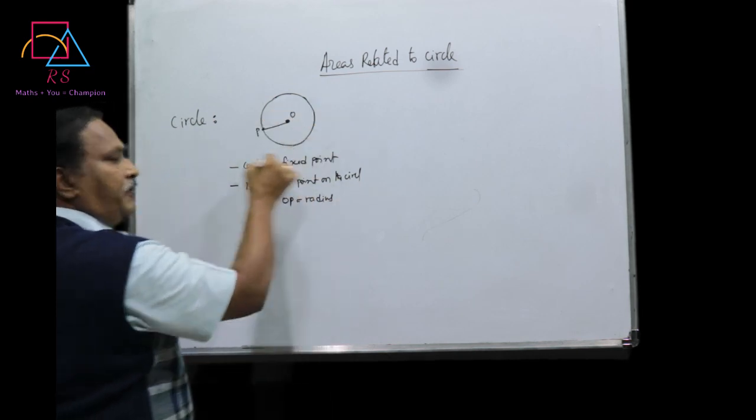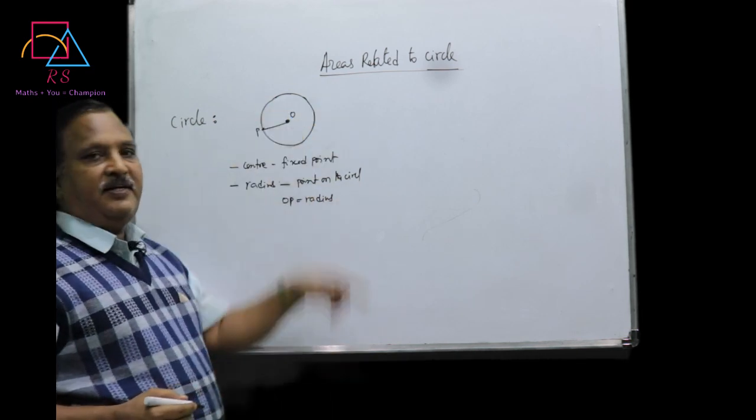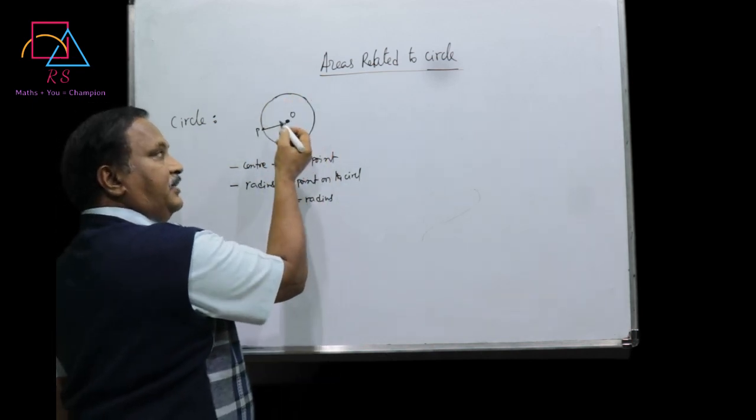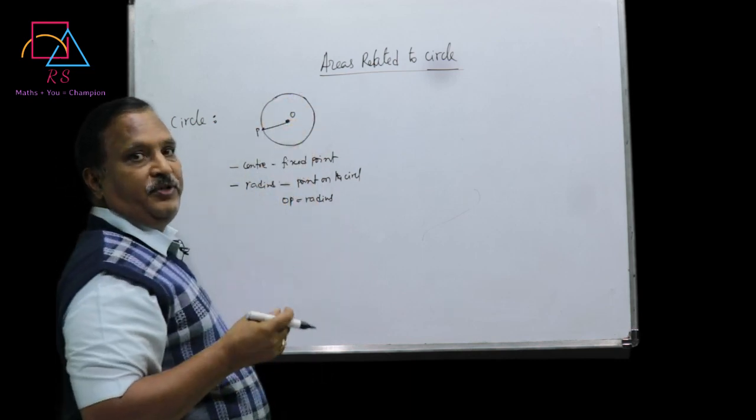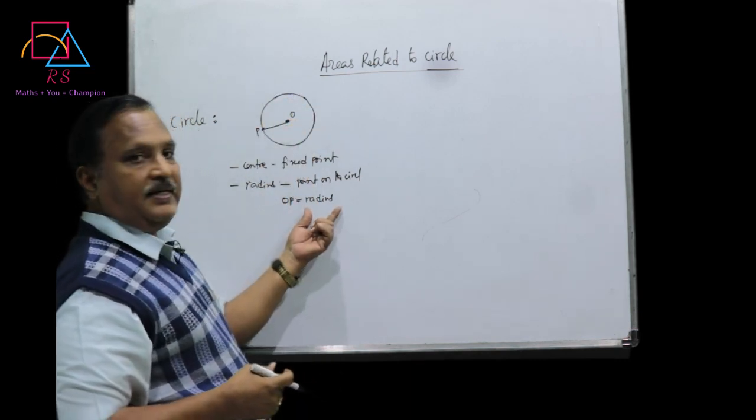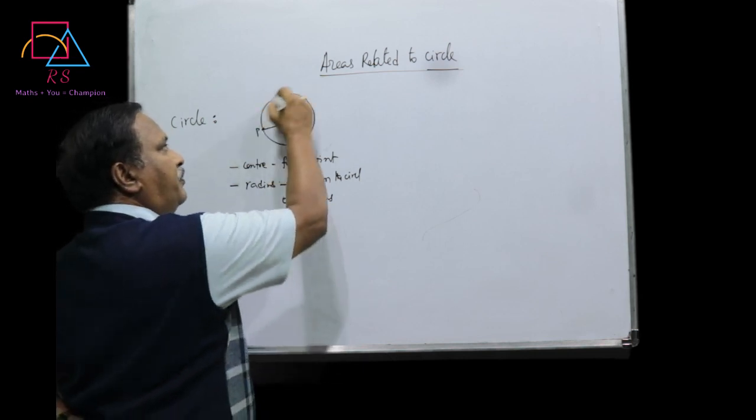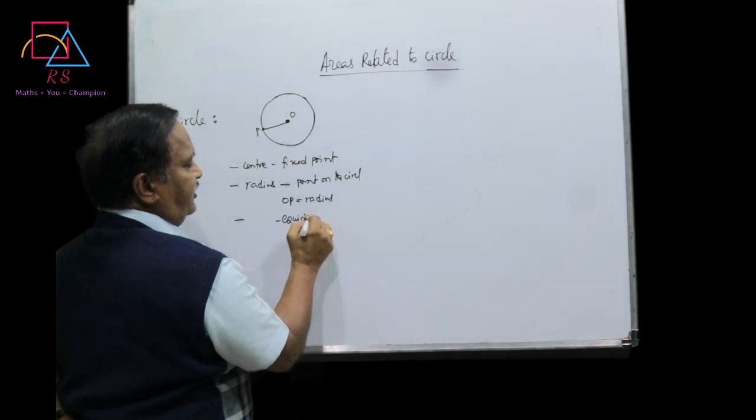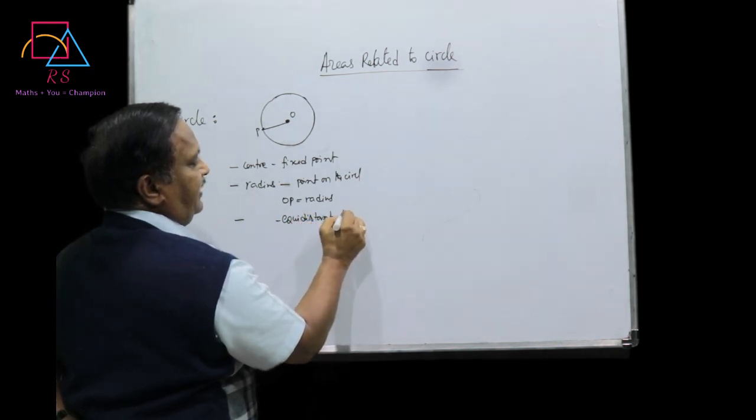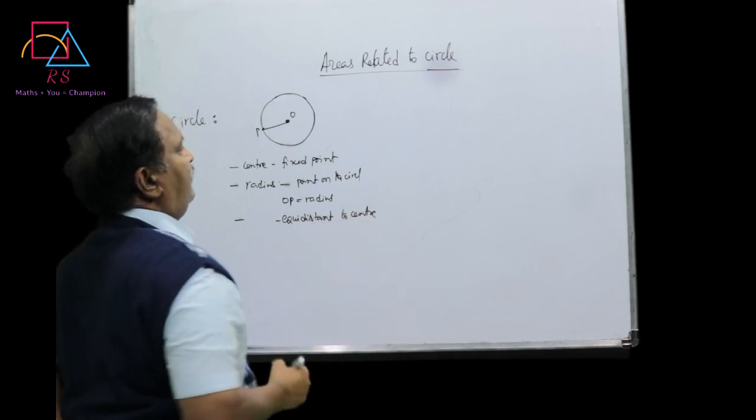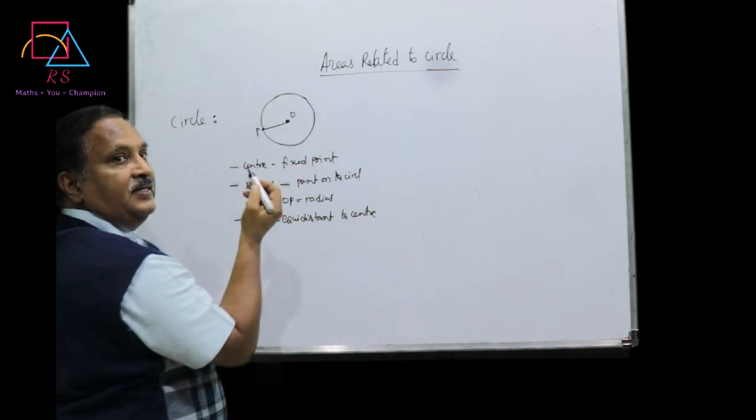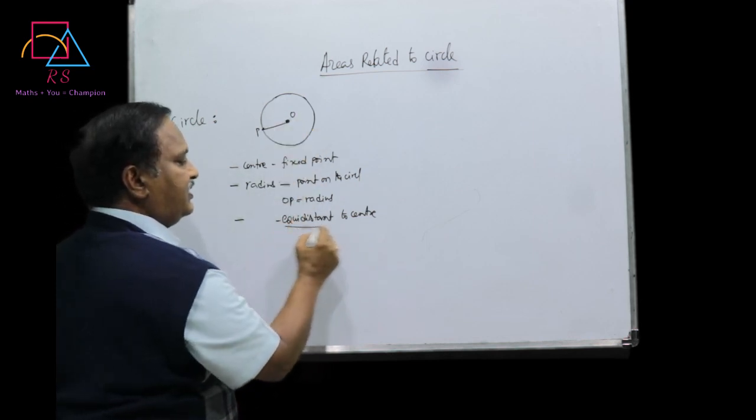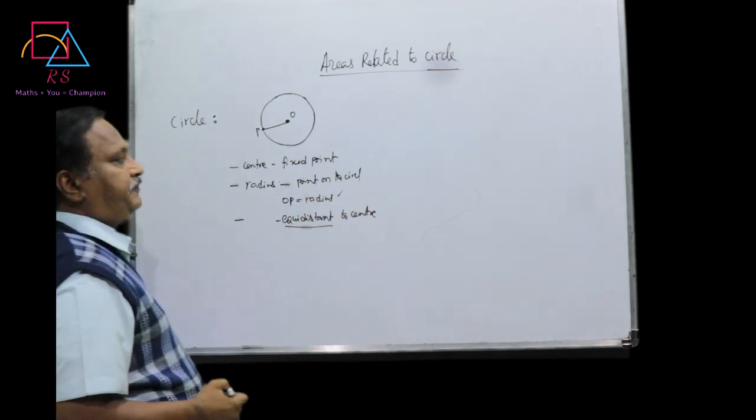Like P, there are many points, an infinite number of points. If you take the distance between O and each of these points individually, we call it a radius. That means all the points on the circle are equidistant to the center. Every point on the circle is at an equal distance from the center, and that equal distance is known as the radius.